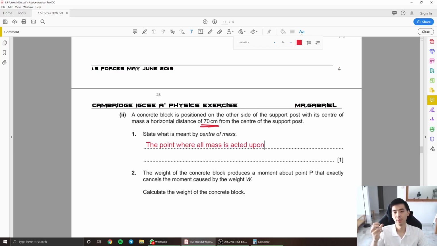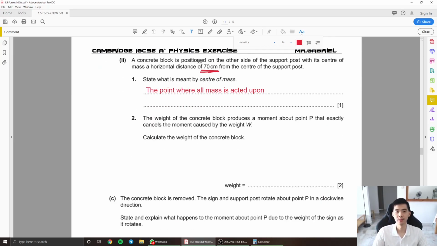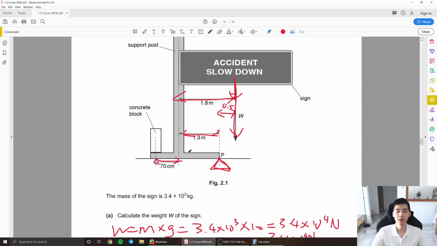Basically it's saying that all mass acts at this specific point, which is known as the center of mass. Then after that, the weight of the concrete block produces a moment about point P that exactly cancels the moment by weight W. Calculate the weight of the block. So they're basically saying that the moment generated by this concrete block about point P, obviously an anti-clockwise moment, will be equal to the clockwise moment generated by the weight here, right?